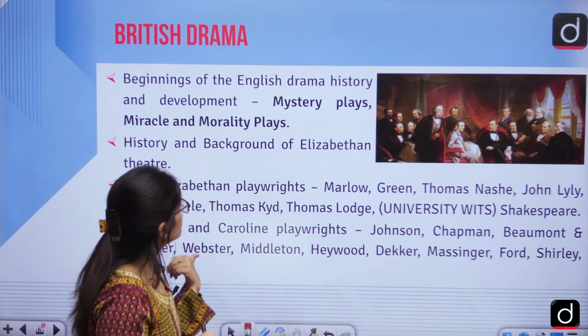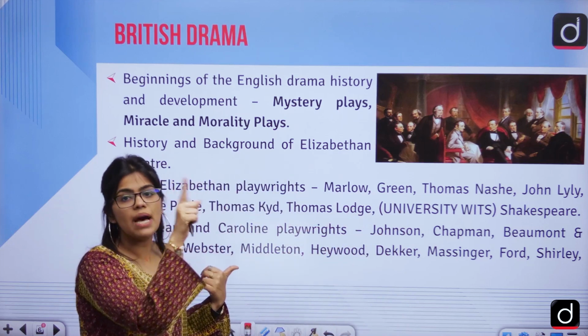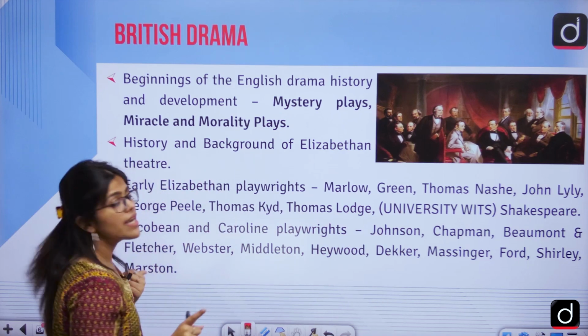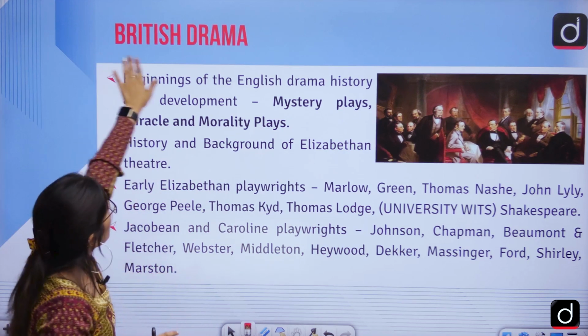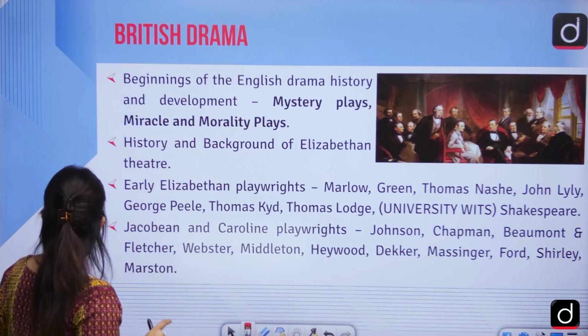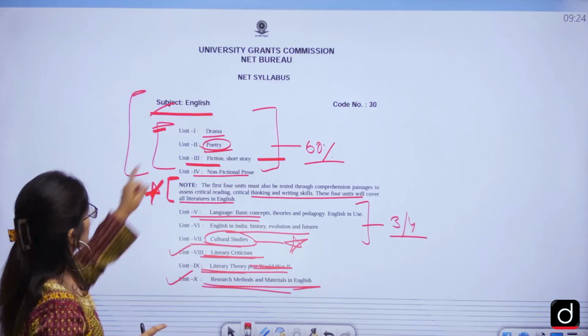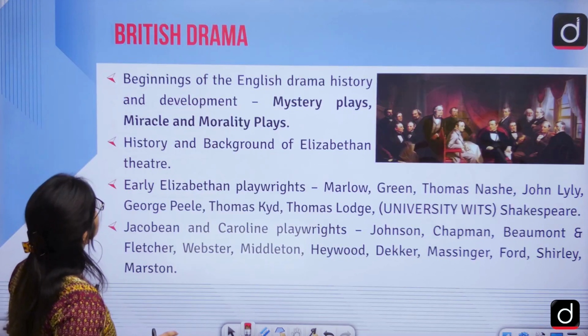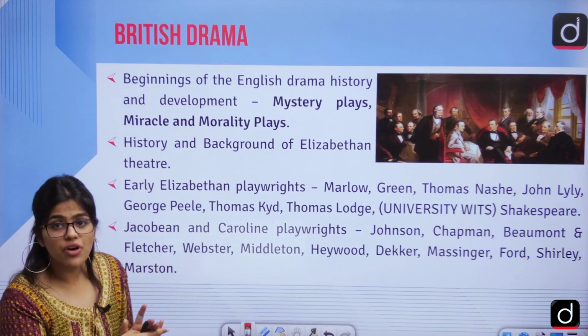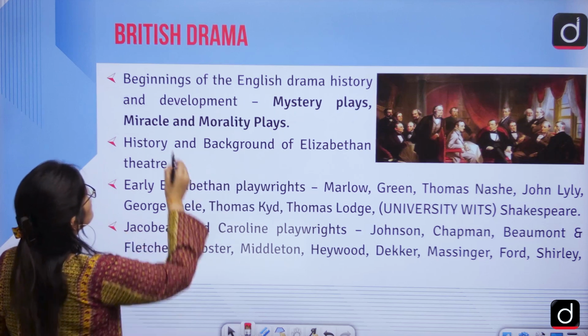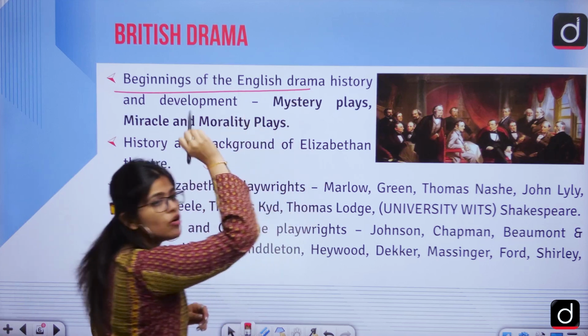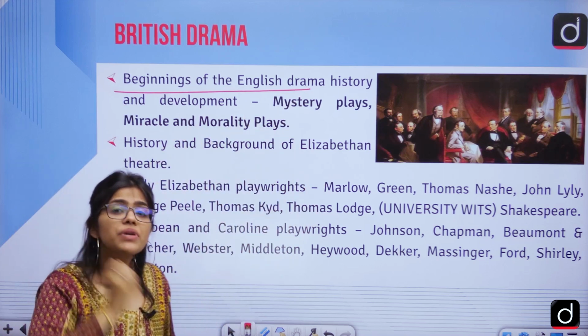Here I have taken the example of drama, so don't get confused. This is how we divided drama. You can also divide the other units here, right? So let us see. There we have British drama. How do you study British drama? First of all, you study the beginning of drama. And from where do we begin the drama?